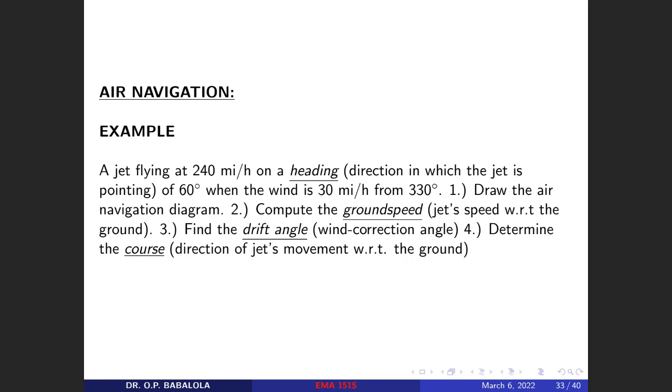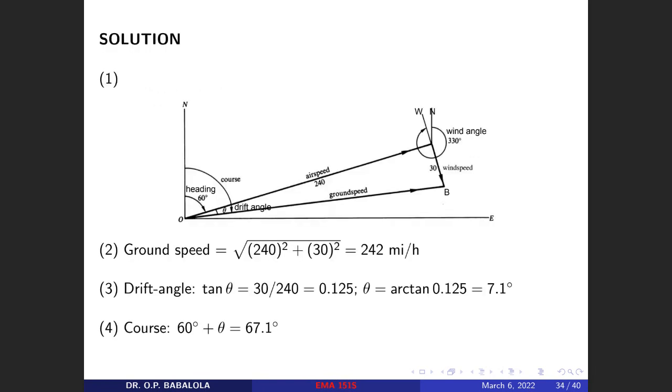All of these terms, I've underlined them and given the meaning to each, so that you will know what and how to indicate it in your diagram. We'll see the diagram, you see how I've indicated it, and then determine the course, that is the direction of the jet's movement with respect to the ground. Let me take it just quickly to the diagram. Then you can ask your questions from this diagram.